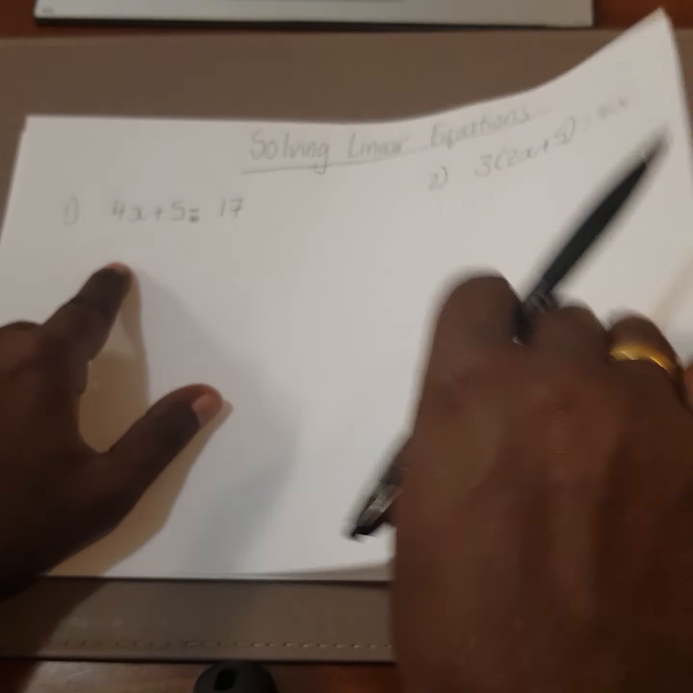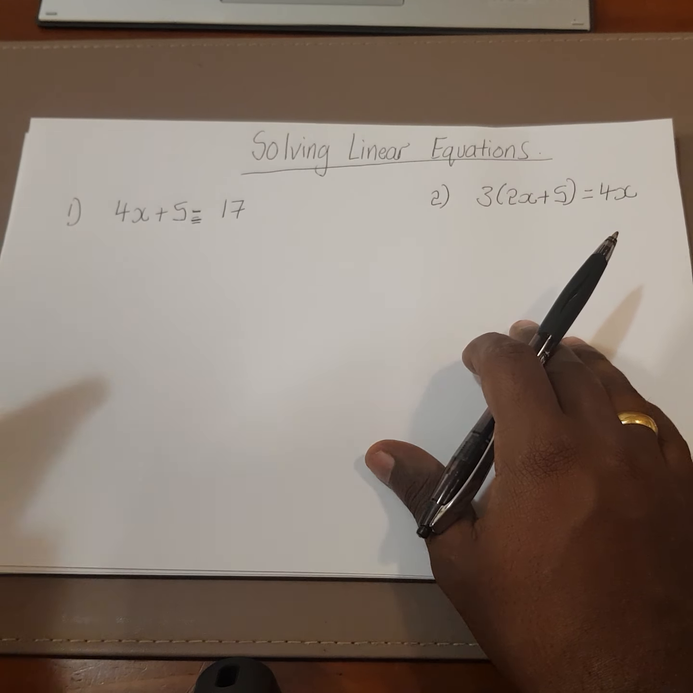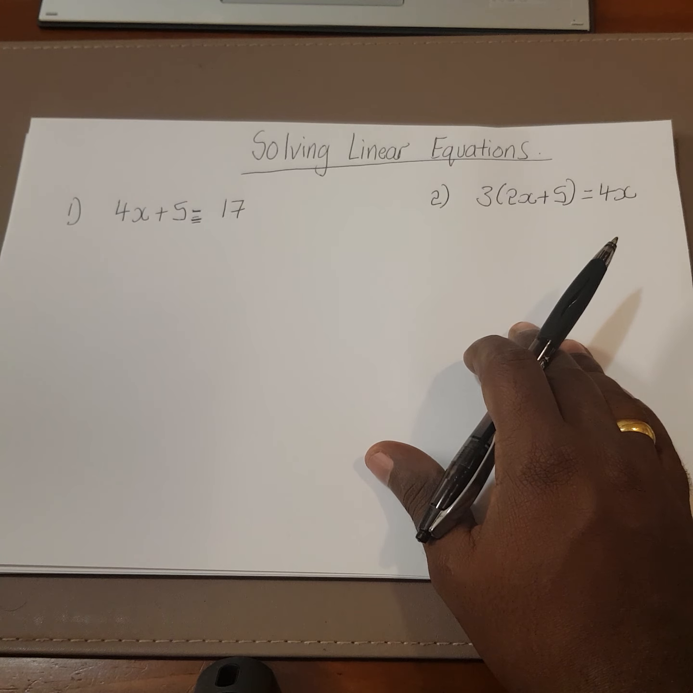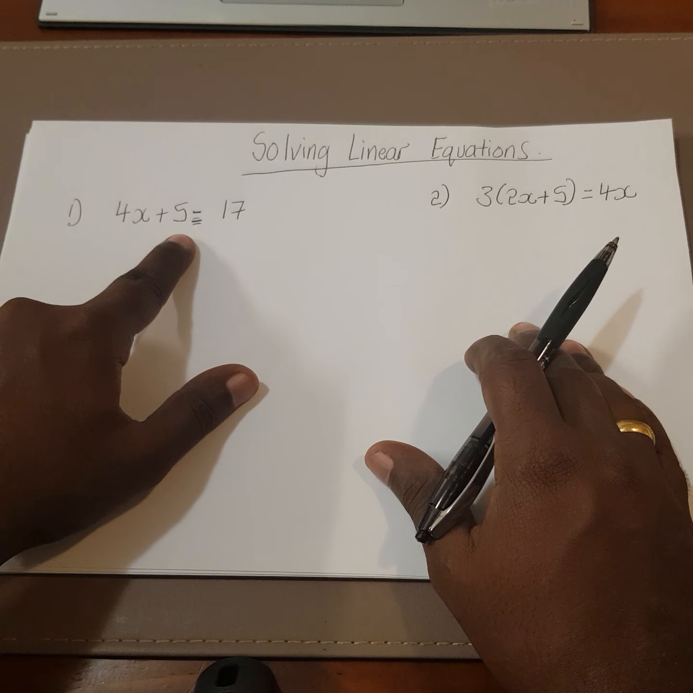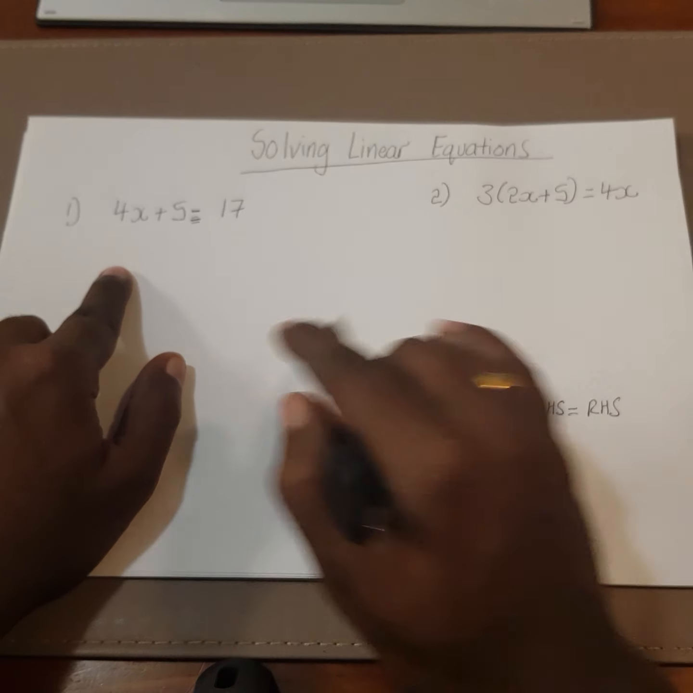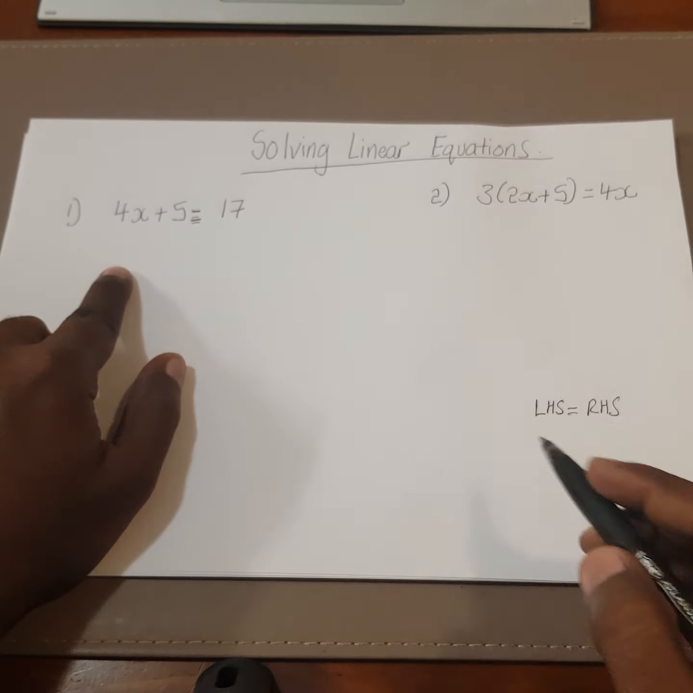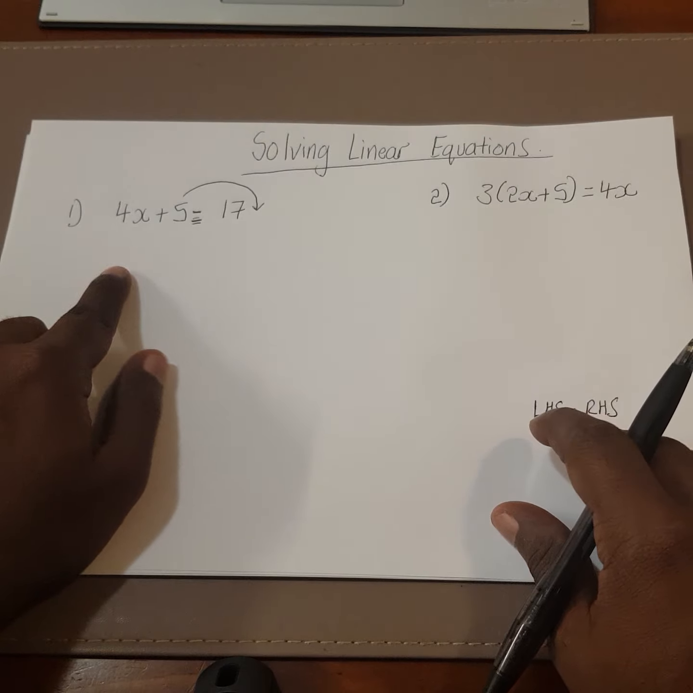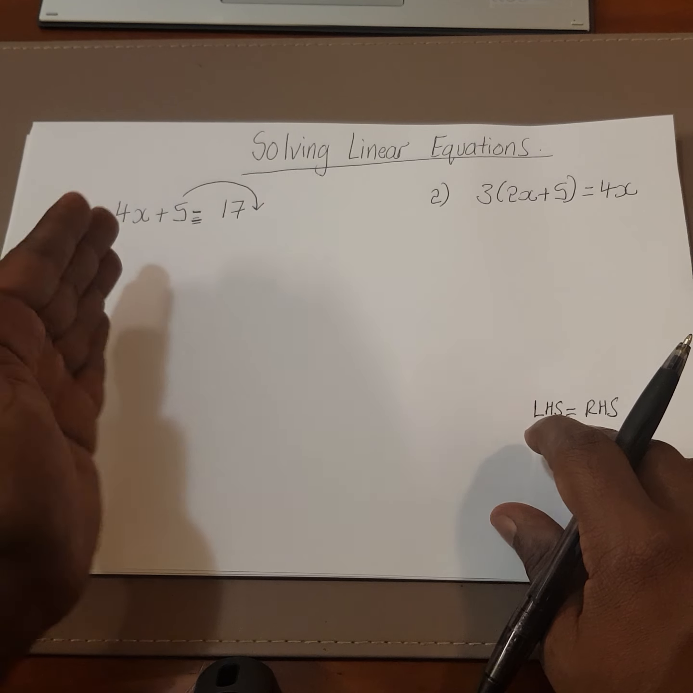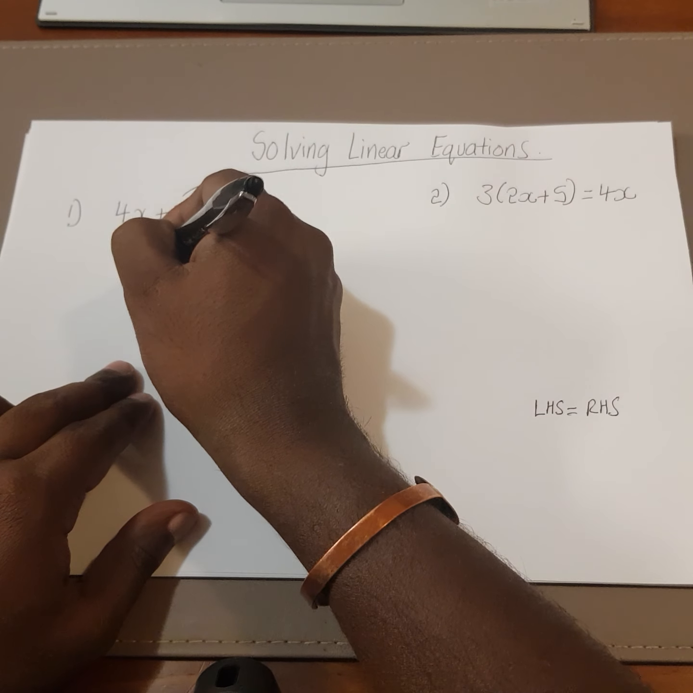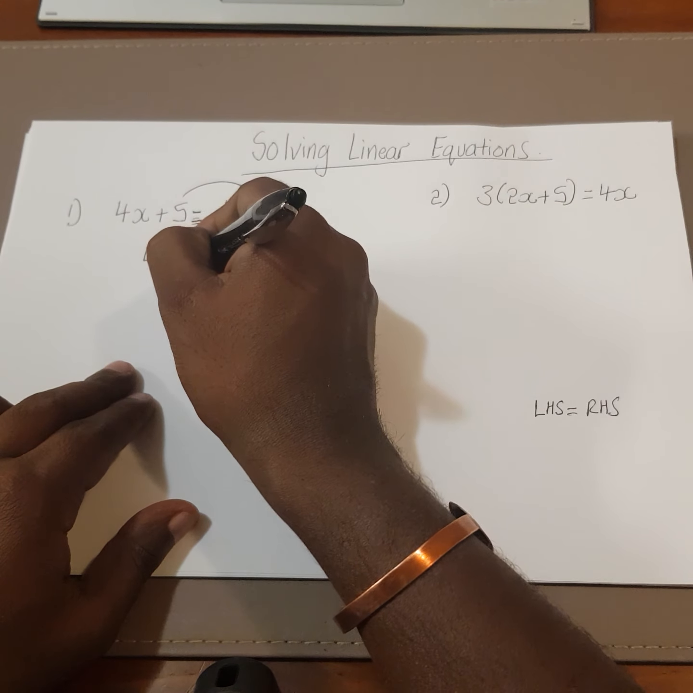The first thing we need to do is separate the x's and the numbers. What do I mean by that? We've got 4x, we've got 5, and we've got 17. What I would suggest is you put the x here and you put the numbers on this side. So you move that 5 over here, and you've got 4x on one side, and after the equal sign you've got the numbers.